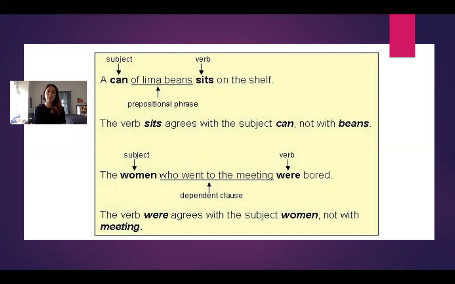Okay, let's look at the second one. The women, note the spelling, W-O-M-E-N, who went to the meeting were bored. Now, same thing. The women is the subject, and you can see it's pluralized because of the E. So we know that the verb also needs to be pluralized. So again, it's all about finding the subject of the sentence, even though we might have different kinds of phrases in between the subject and the verb.